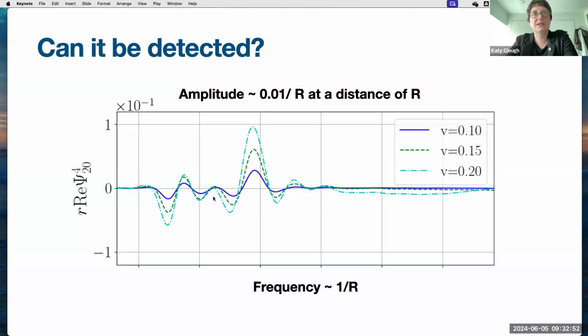So the frequency of these waves, I've managed to chop off the legend, but you can see that if this square is 1 unit, the wavelength is about 1 unit. And my unit is R. So what's R? R is the size of the warp bubble initially. In the paper, we use as a reference value that R is probably something like a kilometer.